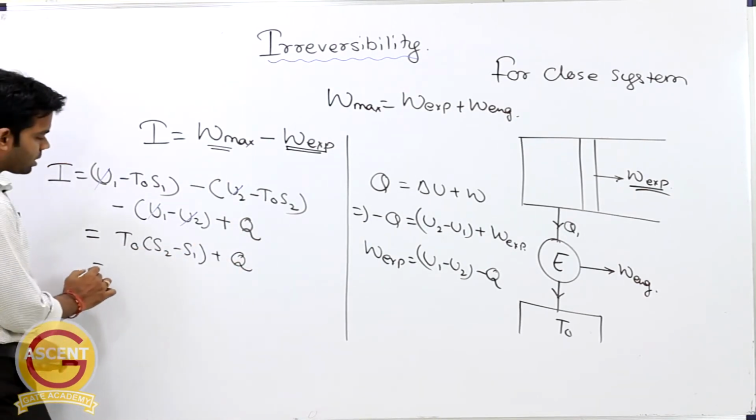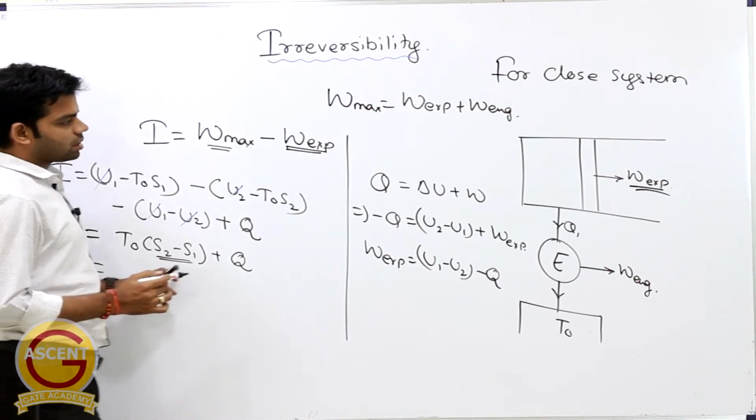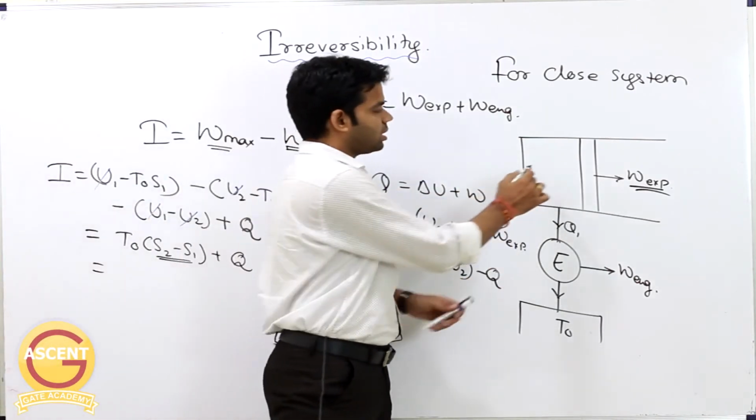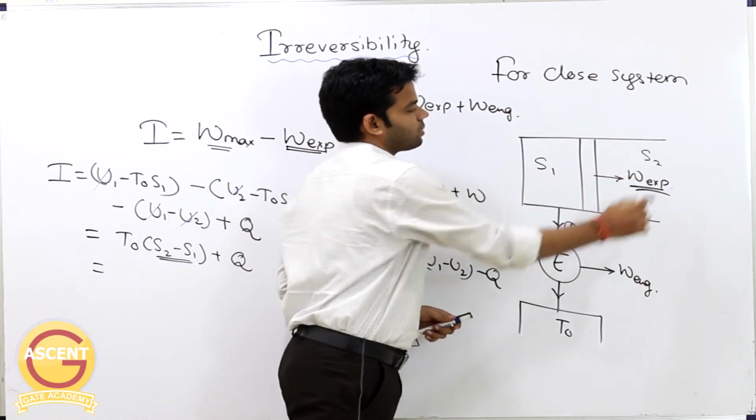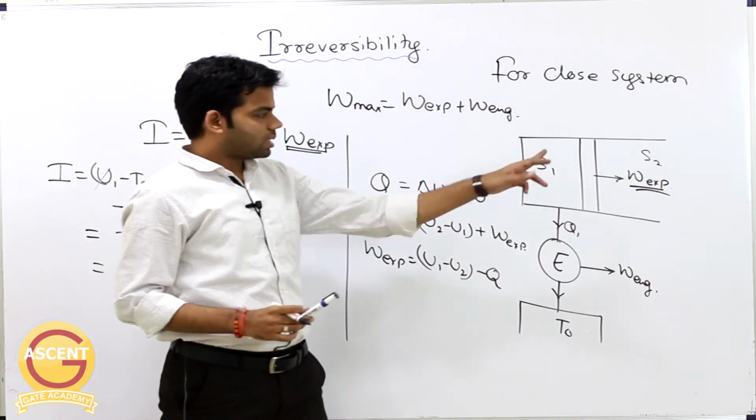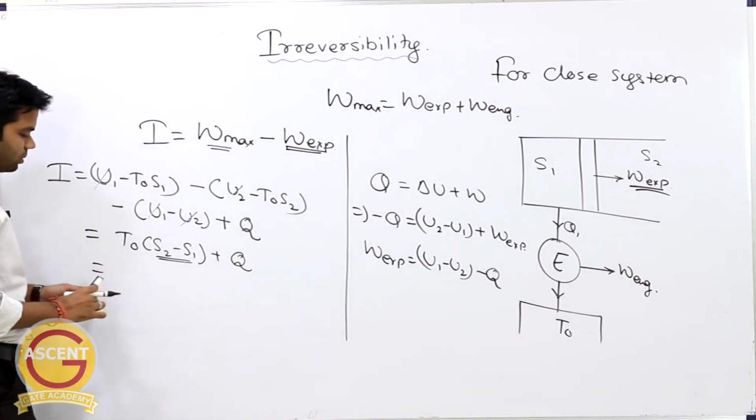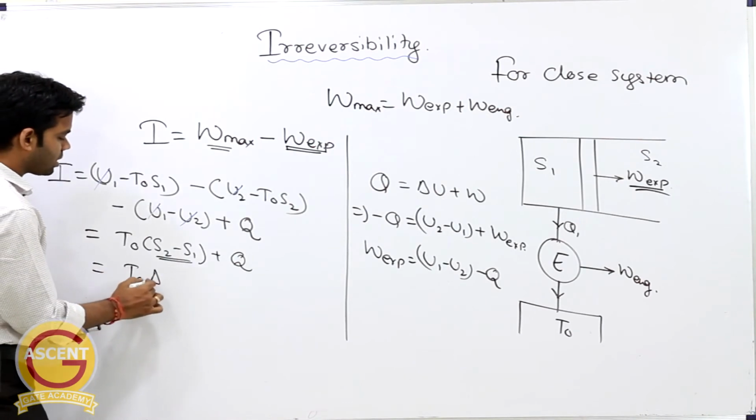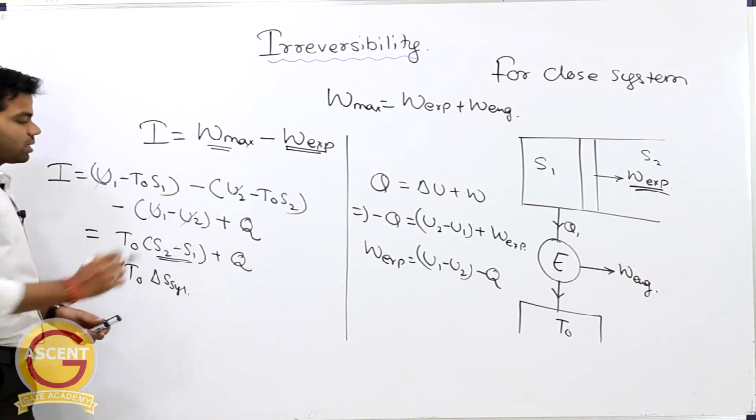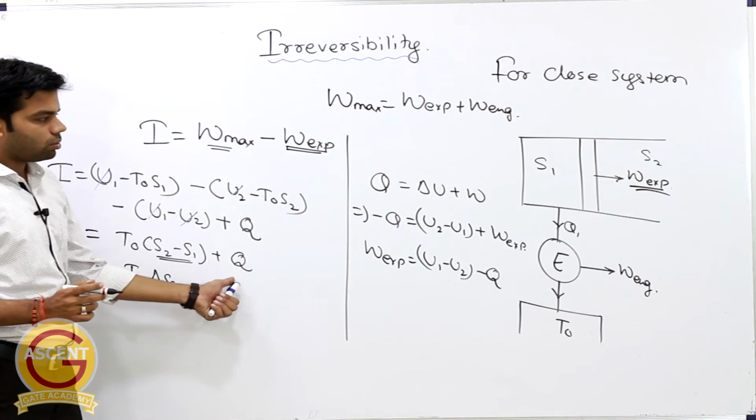Now, what is this S2 minus S1? This S2 minus S1 is nothing but the change in entropy of the system. Initial entropy was S1, final entropy after expansion is, let us suppose, S2. So, this S2 minus S1 is nothing but the change in entropy of the system. So, this will be T naught into del S system, first thing. Getting this? Now, what is this Q?